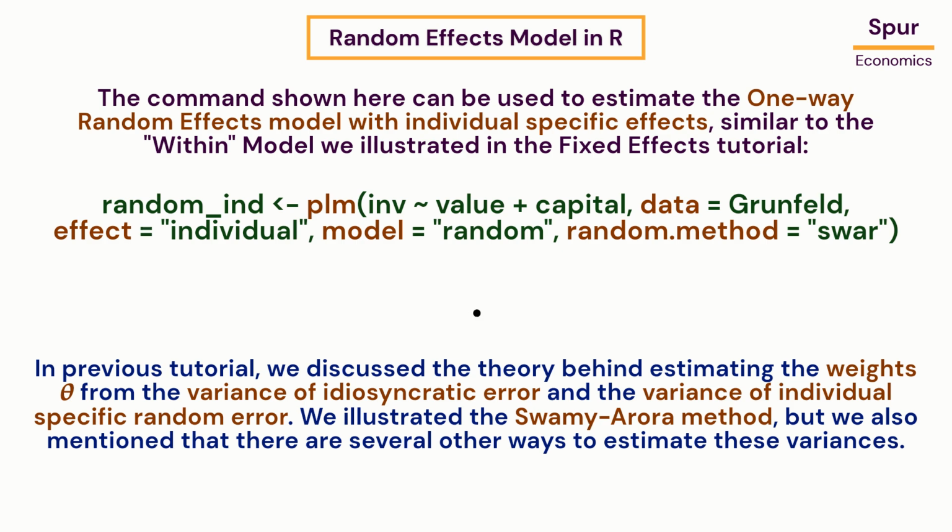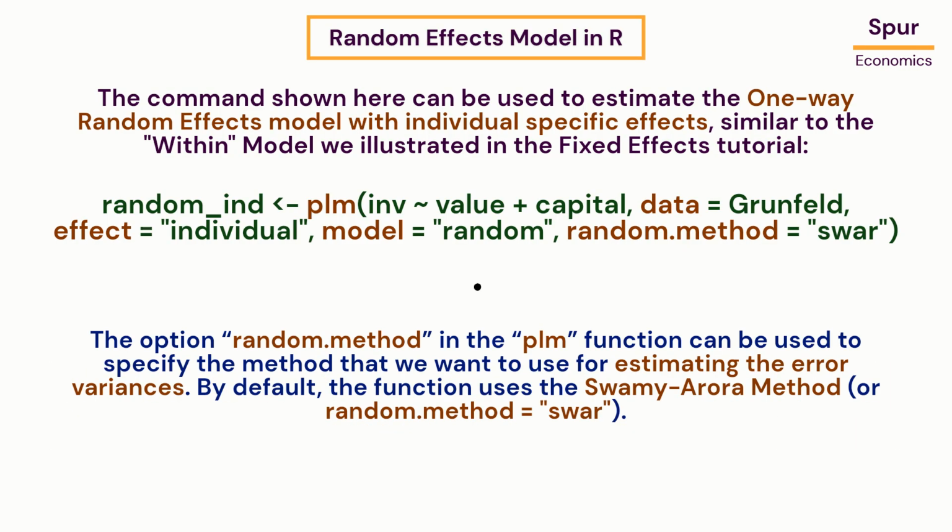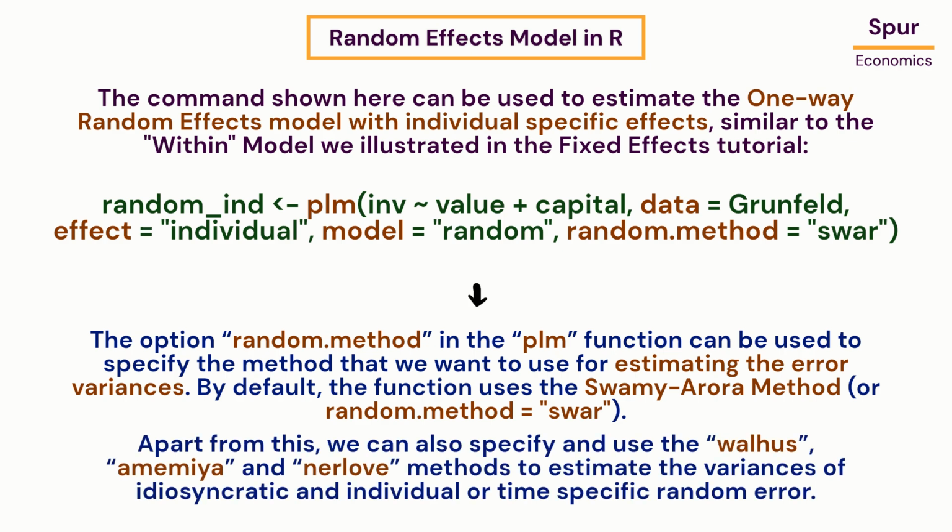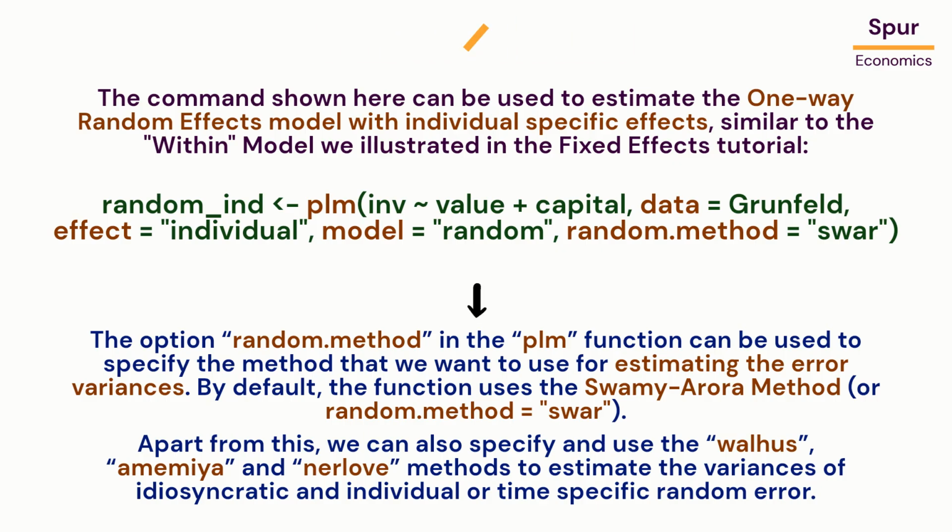In the previous tutorial, we discussed the theory behind estimating the weights theta from the variance of idiosyncratic error and the variance of individual specific random error. We illustrated the Swamy-Arora method, but we also mentioned that there are several other ways to estimate these variances. The random.method option in the plm function can be used to specify the method that we want to use for estimating the error variances. By default, the function uses the Swamy-Arora method. Apart from this, we can also specify and use the Wallace-Hussain, Amemiya, and Nerlove methods to estimate the variances of idiosyncratic and individual or time-specific random error.